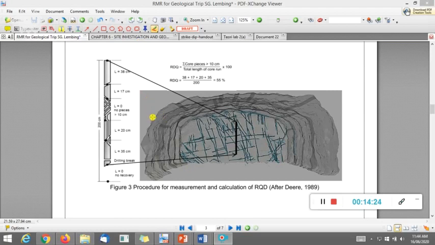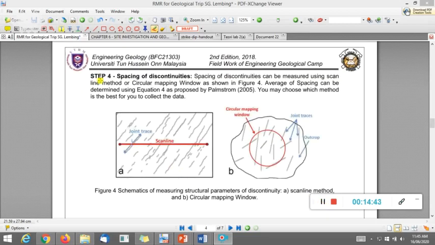In this figure is the example if the coring has been conducted. However, as I told you in the previous camp, there is no coring conducted, because we want to preserve the Sungai Lembing tunnel.